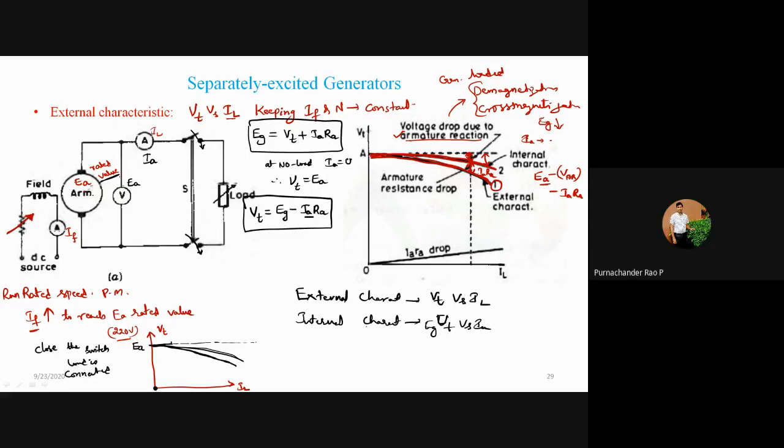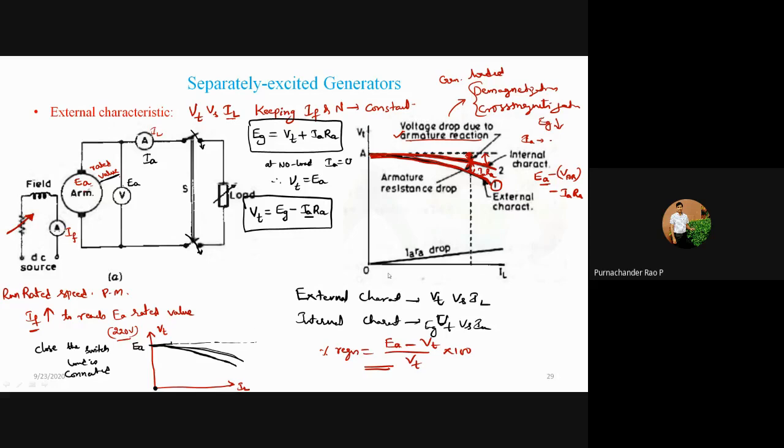Here also you can get the regulation from this. The percentage regulation is nothing but the no load voltage Ea minus Vt, divided by Vt, into 100. So this is your regulation that can be obtained for the separately excited generators.